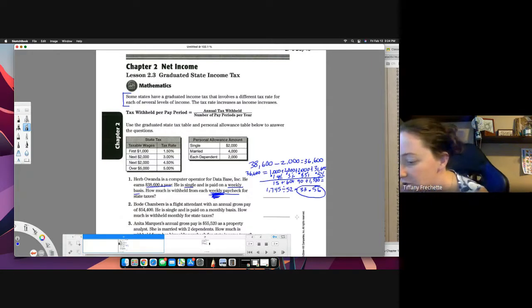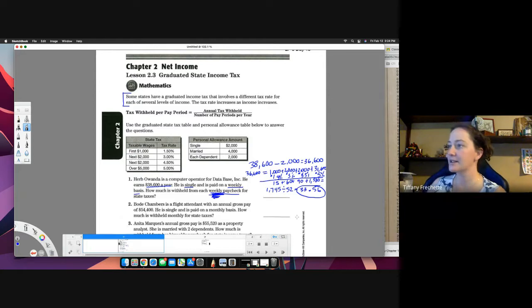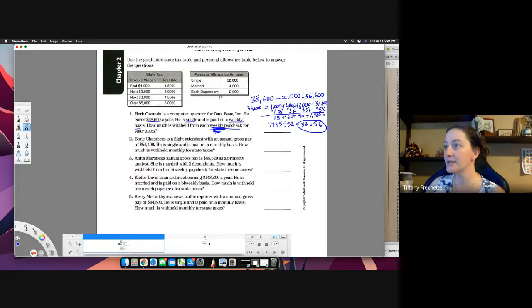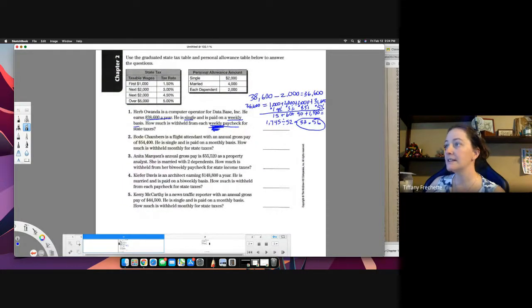All right, so each one of these, you're going to do that exact same process. They're going to give you a total amount, and you need to subtract your allowances first, and then take that and break it up. If you notice, as long as you have more than $5,000 in annual income, the first three are going to be the same. 1.5% of 1,000 is always 15. 3% of 2,000 is always 60.